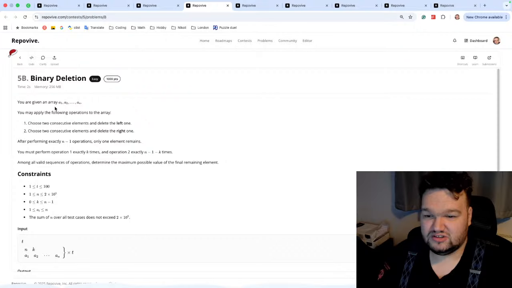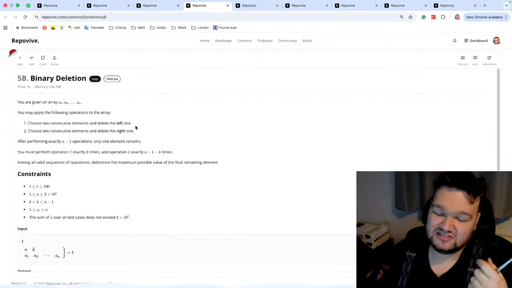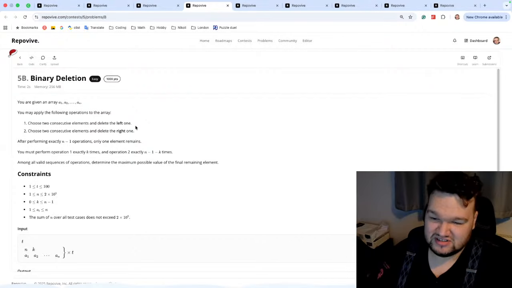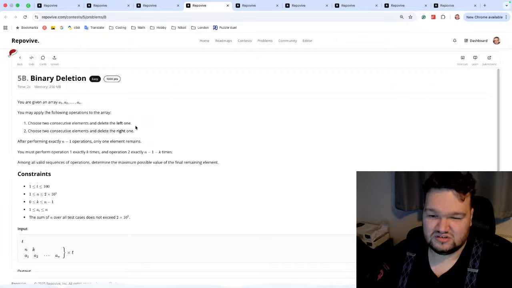In problem B, we were given an array, and then we will remove all elements but one. And we are given a number k such that k times we must take a pair of consecutive elements and delete the left one, and n minus 1 minus k times we must delete the right one. And we are asked what is the maximal remaining element we can achieve.